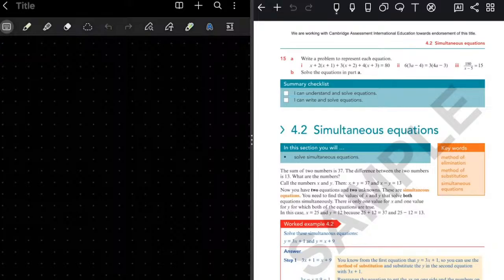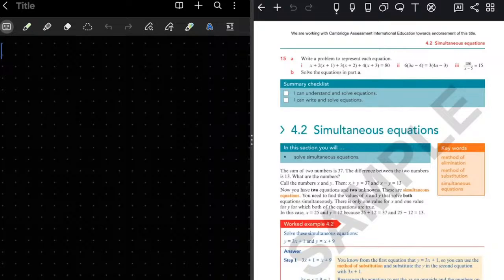Okay, let's enjoy our maths. We are looking at chapter 4, and we are doing a chapter 4 revision series. Are you ready?